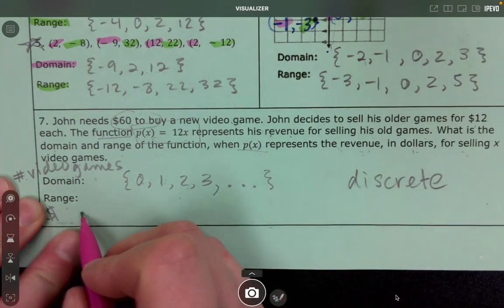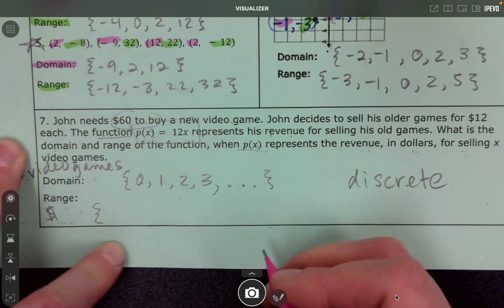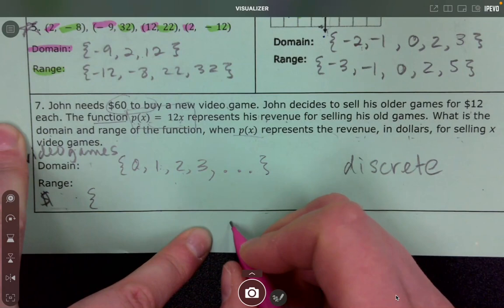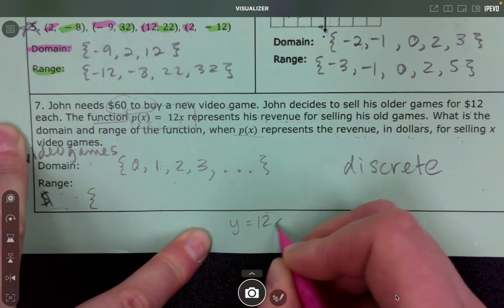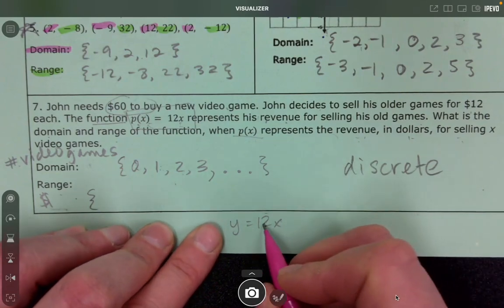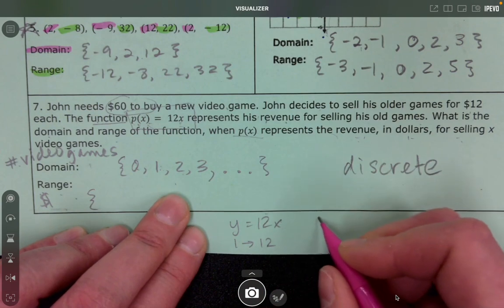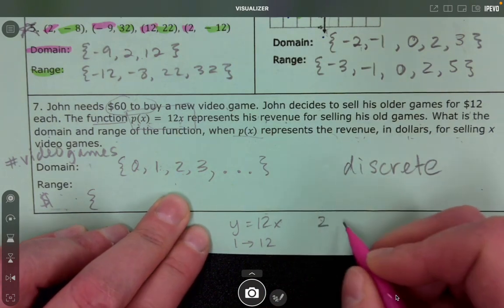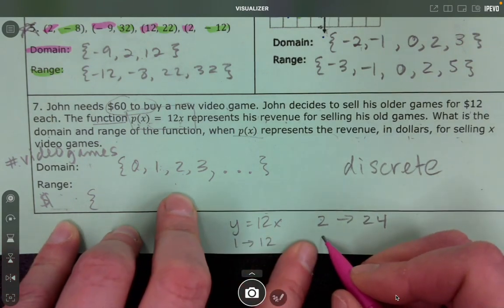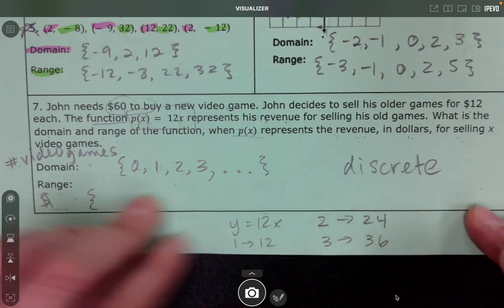Now our range is going to be our money. So this is where we have to really look and analyze this formula. So if I'm looking at this P of x equals 12x, and I could really think of it as y equals 12x if I wanted to, that might help. If he sells one video game, we would have 12 times 1, we'll have $12. If he sells 2 video games, if that's my input, 12 times 2 would be $24. If he sells 3 video games, 12 times 3 would be $36.